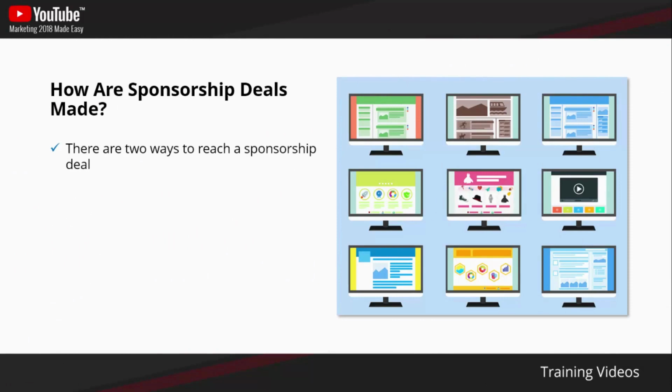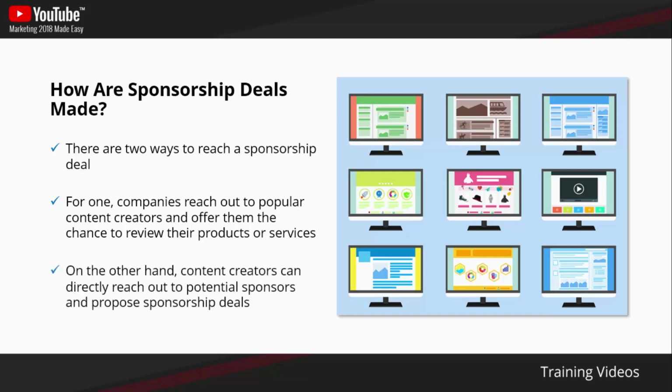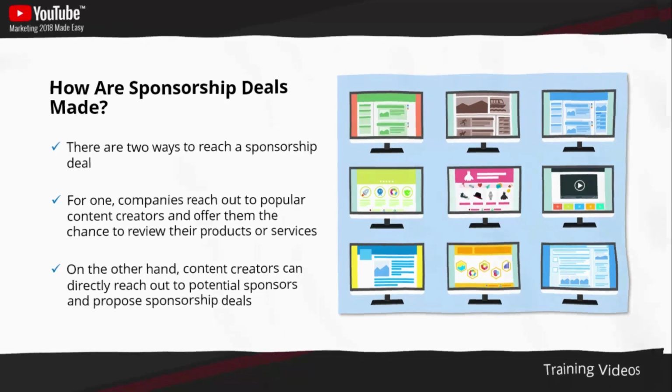How are sponsorship deals made? There are two ways to reach a sponsorship deal. For one, companies reach out to popular content creators and offer them the chance to review their products or services. What they do is that they send the product for free to the content creator, who will in turn review it for its audience. Oftentimes, companies will simply pay content creators a fee to have their brands inserted into videos. On the other hand, content creators can directly reach out to potential sponsors and propose sponsorship deals. If you are a content creator and you haven't been contacted by a sponsor just yet, it is about time that you take the lead.